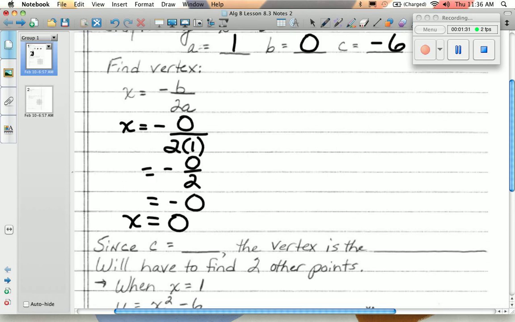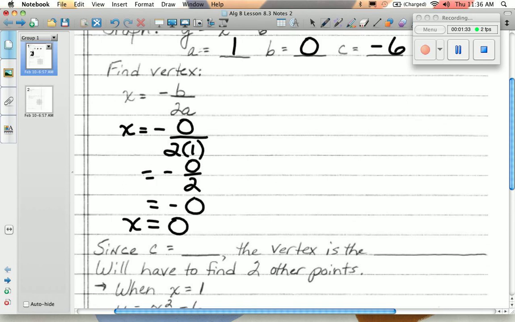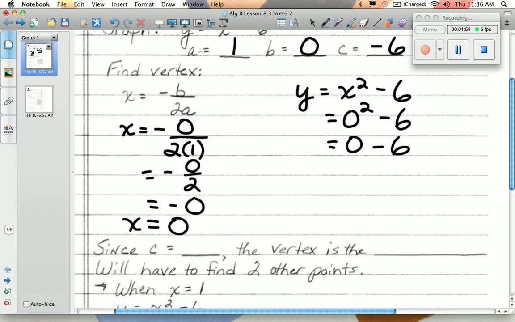So if x equals 0, then we have to put that into our equation now to get our y value of our vertex. So we'll put 0 in for x. And 0 squared is 0, minus 6. And 0 take away 6 is -6.